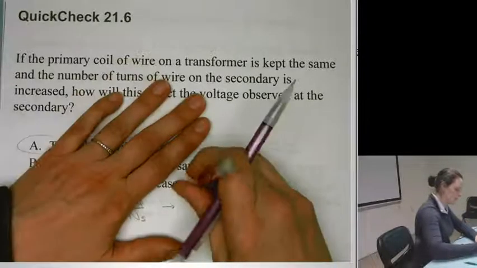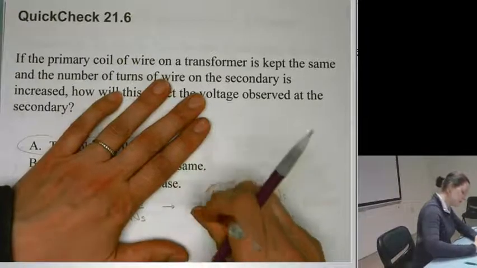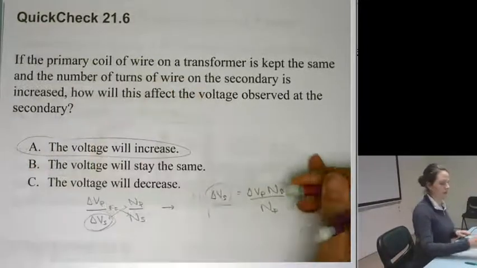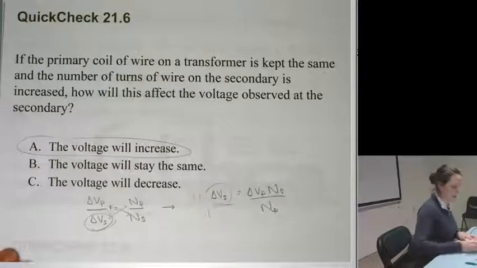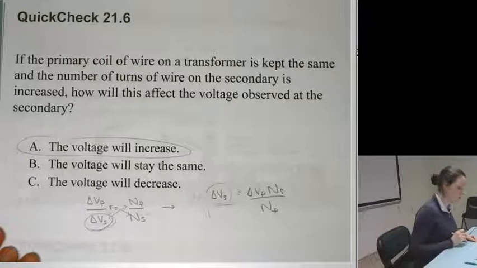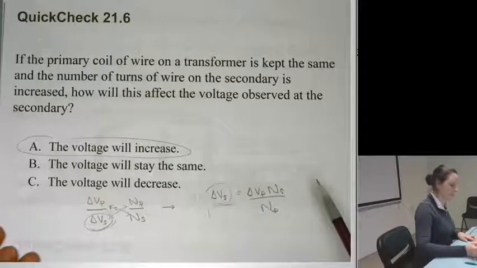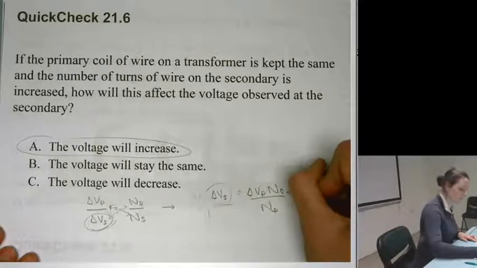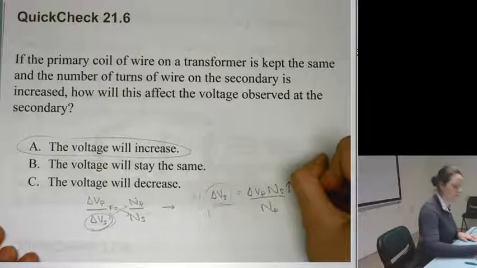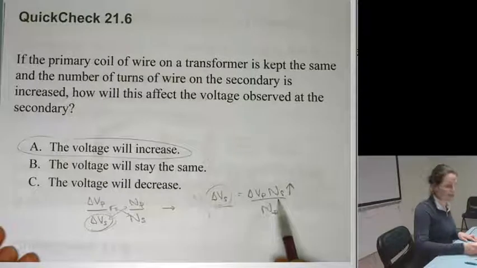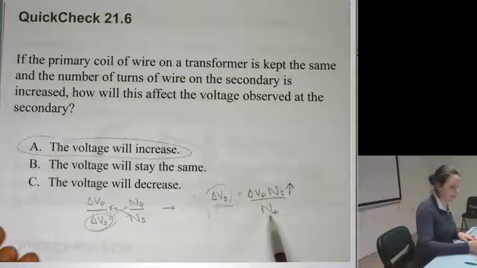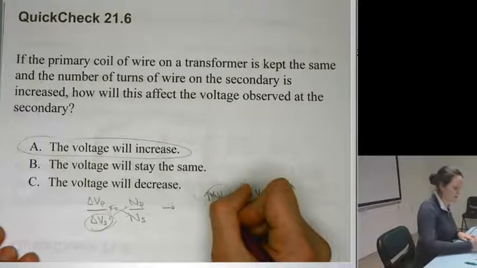Now I'm going to make use of my eraser. And we'll say that that happens. So if the number of turns in the secondary is increased, the number in the numerator gets bigger, but everything else stays the same, then that must mean the left-hand side gets bigger as well.